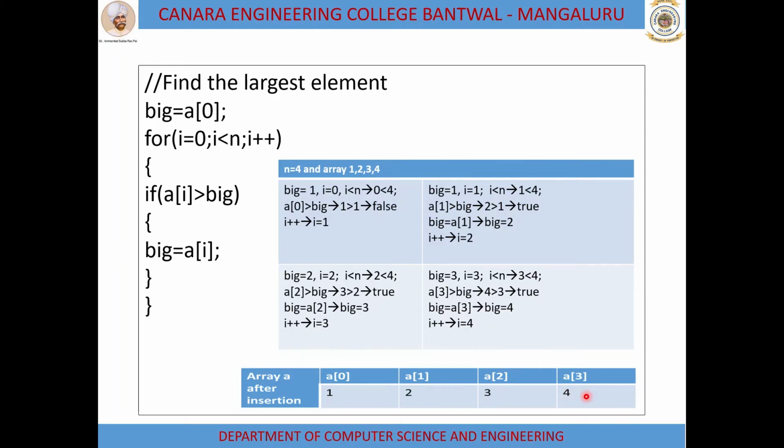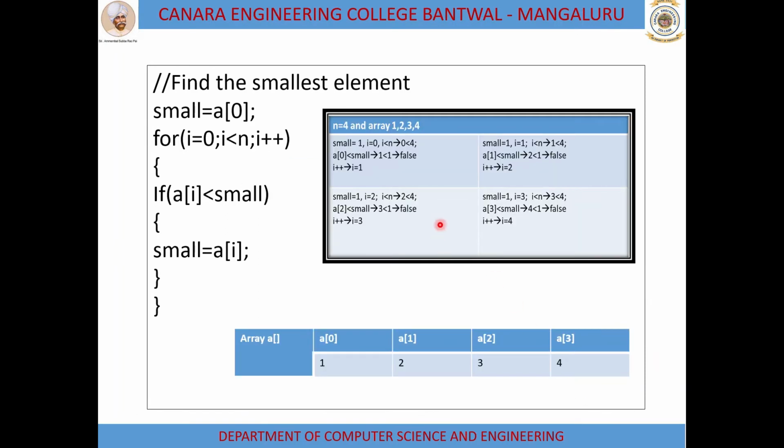Next we have to find the smallest element. Again, the same logic we are using here. Initially, the first element itself I'll assign as small. So small equal to a of 0. The value of a of 0 is 1, so 1 will be assigned to small. Now I'm checking whether there is any other element which is less than the value stored in the variable small. If that's the case, I will swap it.